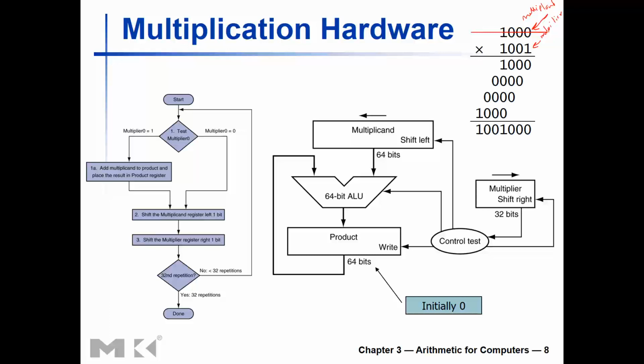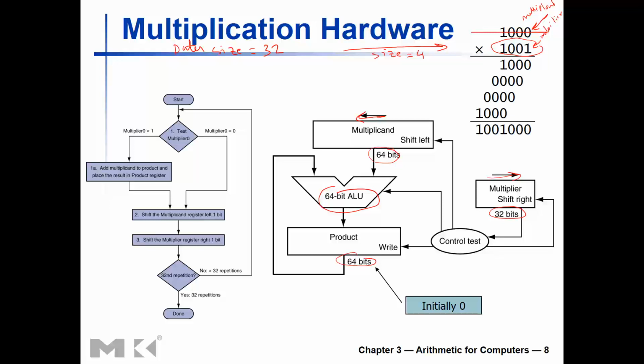which is 64 bits. We assume our data size is 32. In this example, to make things short, we are assuming that the data size is 4 bits. But since we are designing for MIPS, we put the real sizes here. So we need 64 bits for the multiplicand. We need the product, 64 bits, and we continuously add the multiplicand to the product, so we need a 64-bit ALU. For the multiplier, we need 32 bits with the capability of shifting to the right, and the multiplicand with the capability of shifting to the left.